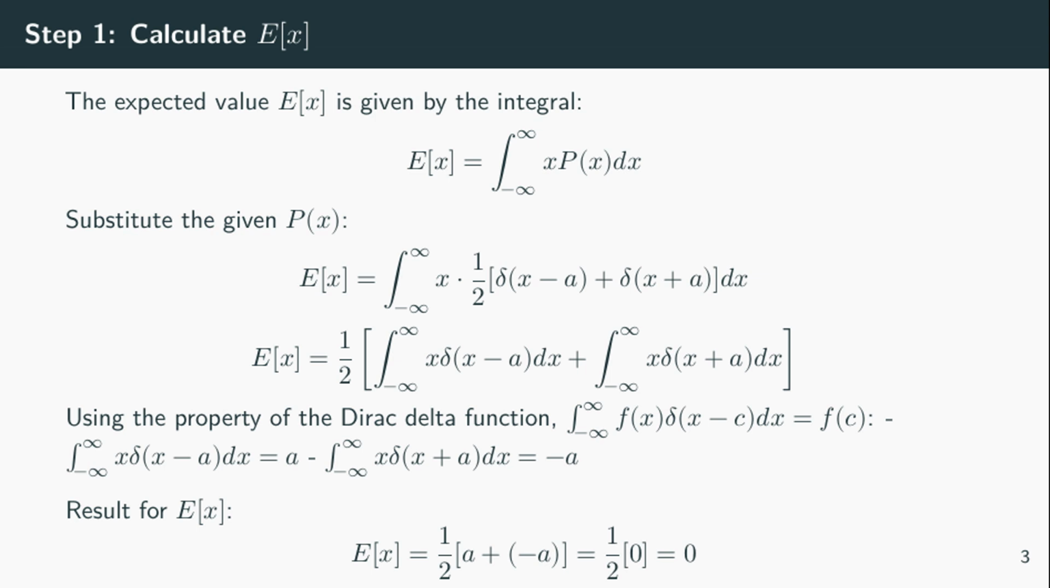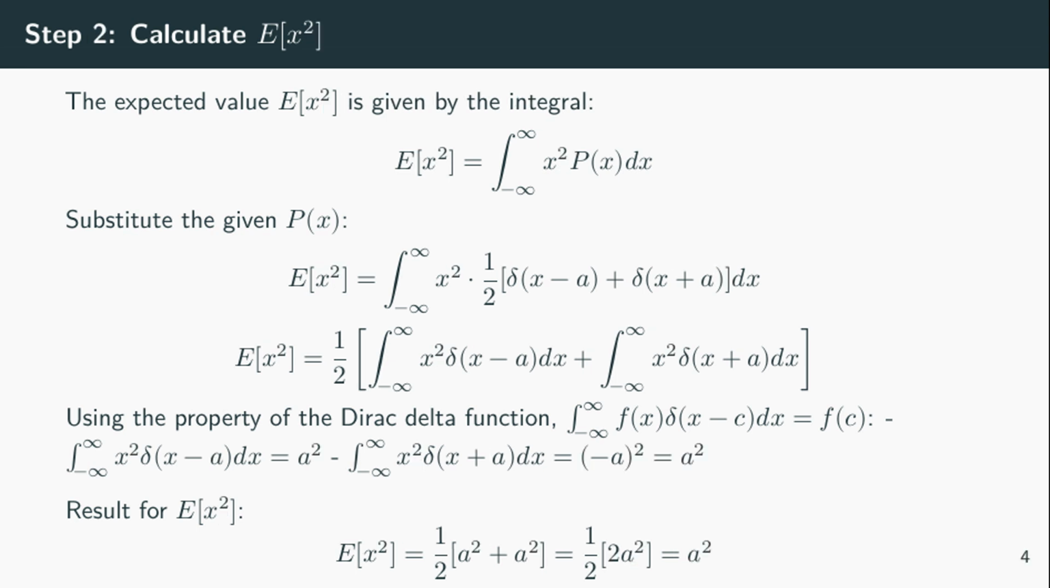Next, for step 2, we calculate the expected value of x squared, or E of x squared. Similar to the expected value of x, E of x squared is found by integrating x squared times the probability density function over all values. We substitute our specific PDF into this integral. Just like before, we pull out the constant 1/2 and split the integral into two parts. We use that same property of the Dirac delta function. Here, the function we are integrating is x squared.